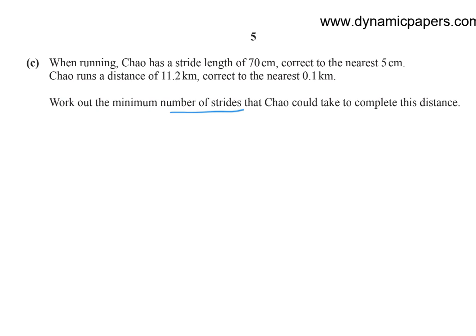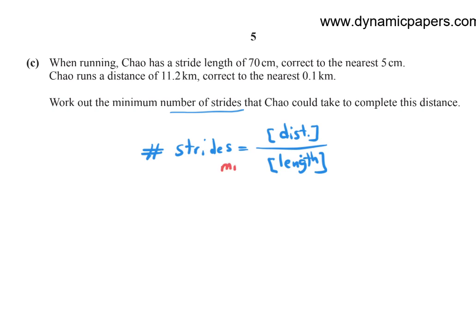So, number of strides equal the distance divide by the length of each stride. I need the minimum number of strides. So if I need this minimum and we have division, so the numerator minimum or lower and the denominator maximum or upper.